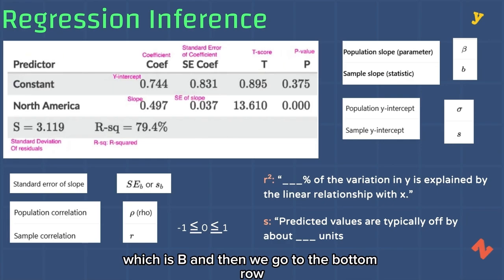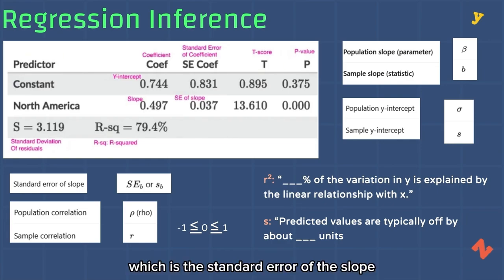Then the bottom row right next to it is the standard error of the slope, which is 0.037 in this context. Next to it, where we see 13.610, is the t-value, the t-score. Right next to that is the p-value, 0.000. So we're often given everything when we get this type of table. Also given are the population symbols and the sample statistic symbols.